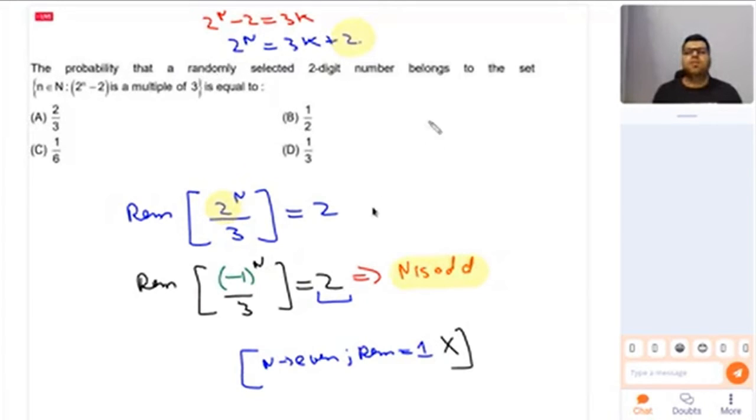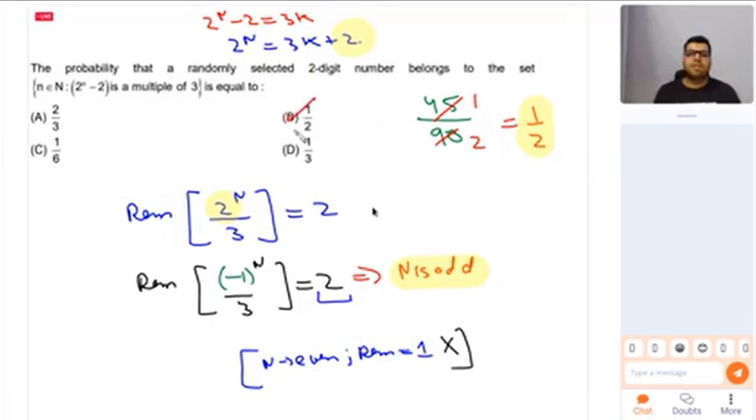Now see, how many 2-digit numbers are there? From 10 to 99, there are 90 2-digit numbers. Okay, basic PNC, 90 2-digit numbers are there. And how many of them are odd? 45 of them are odd. Half of them are odd, half of them are even. So what is the probability? 45 by 90 is the probability. So the answer is 1 by 2. From 10 to 99, there are 45 even numbers, 45 odd numbers. So the probability is half. So half is the answer.